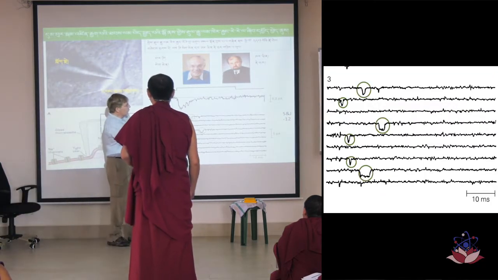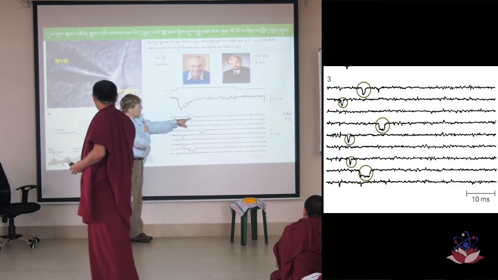This is the activity of one ion channel. It's either open or closed.